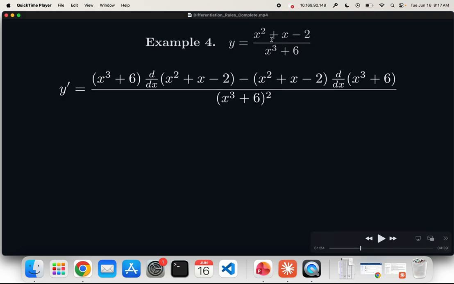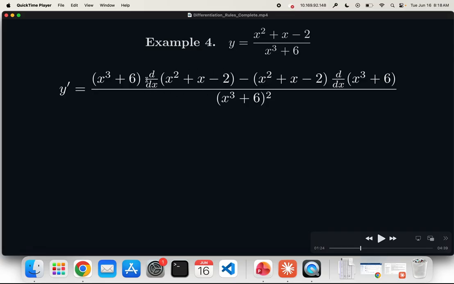So here it is. Here's low, the bottom function. Here's the high function, the top function. So it's low, the bottom function, leave it alone. D high, differentiate the high function, differentiate the top. Minus high, the top function, times d low, differentiate the low function, the bottom function, all over low squared.